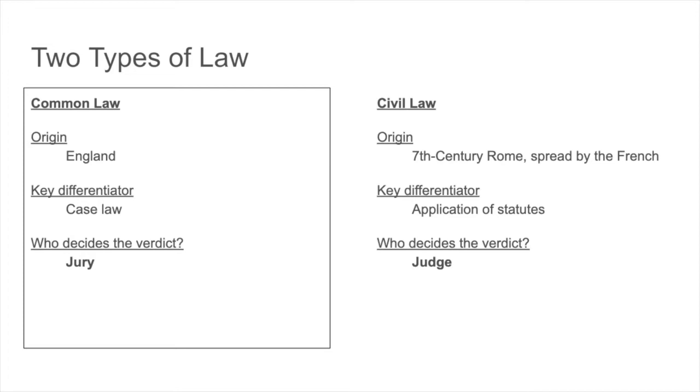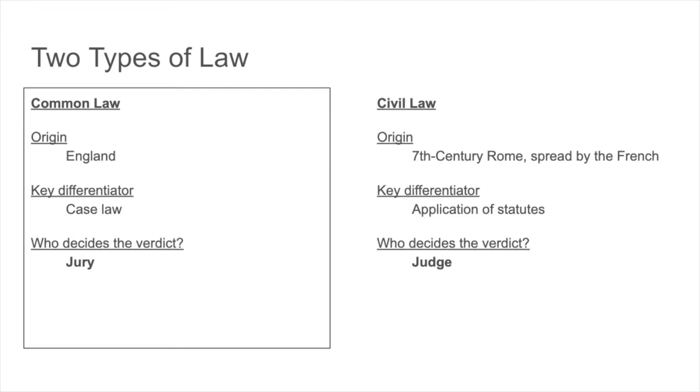Historically speaking, there are two types of law categorically. The first is common law, and the second is civil law. Common law originated in England in approximately 1200 to 1300, right, the Middle Ages. Civil law originated in 7th century Rome, and it was spread by the French and also the Spanish to most places in the world. There's a key differentiator between the two.